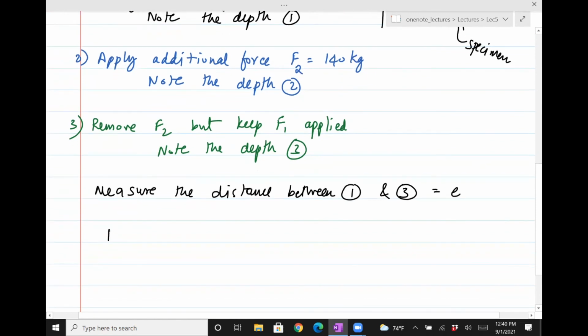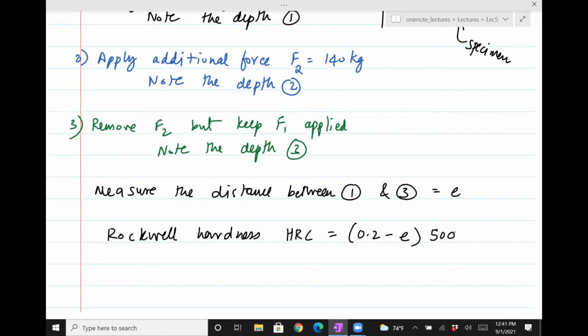Then the Rockwell hardness number, it's also known as HRC, is 0.2 minus E times 500. I have no idea how those numbers came up, but as long as you do the same thing consistently with all materials, you should see that you get consistent numbers.